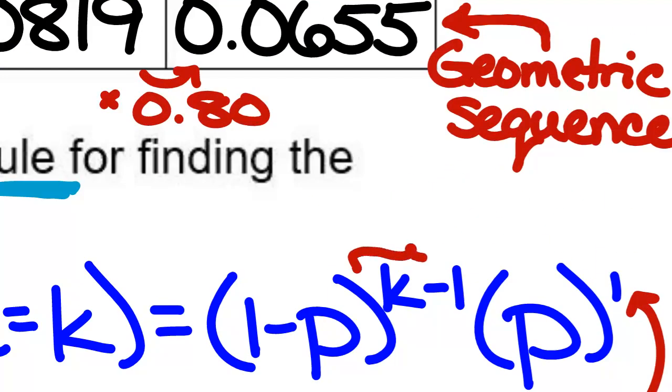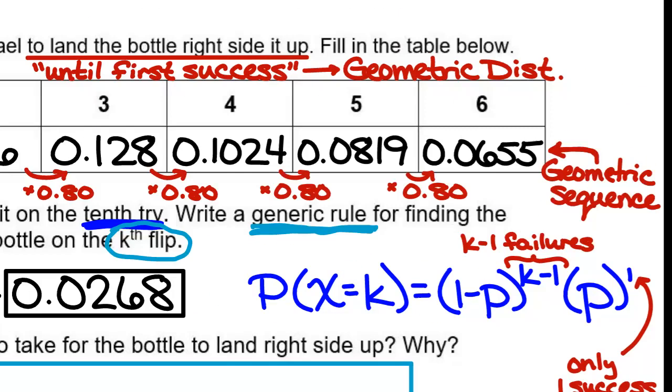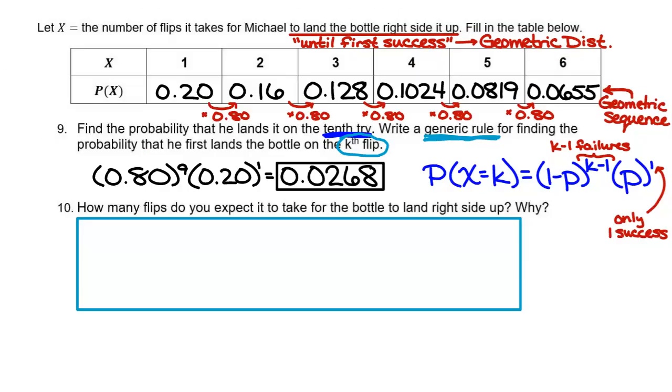K minus 1 failures, where K is the number of trials that we have. How many flips do you think it's going to take? How many flips would you expect it to take for the bottle to land right side up?